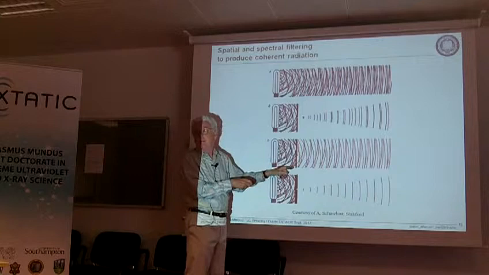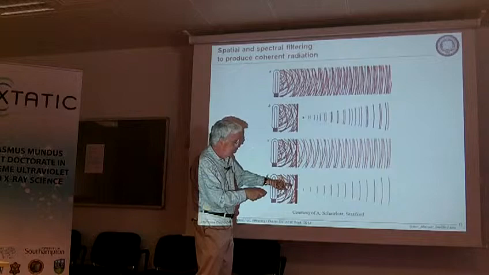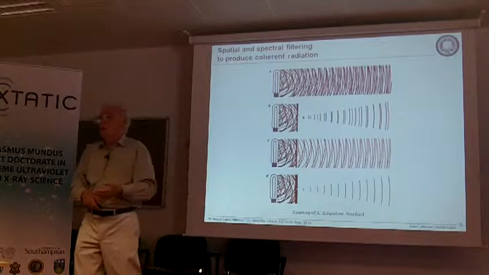Okay, this one, he didn't put the pinhole, so it's spatially mixed up, but it's just one narrow line, the red. And then he could do both. He could put the filter and the pinhole both, and now he's got spatially and temporally coherent radiation. And now he can make the hologram that we were talking about before.